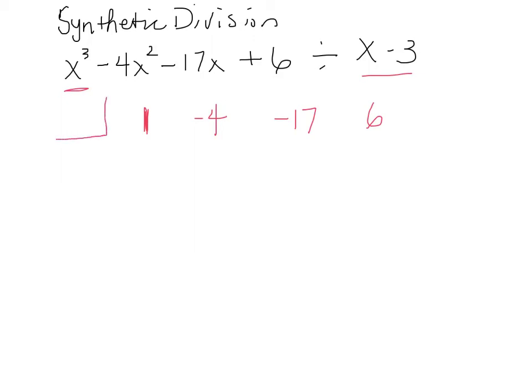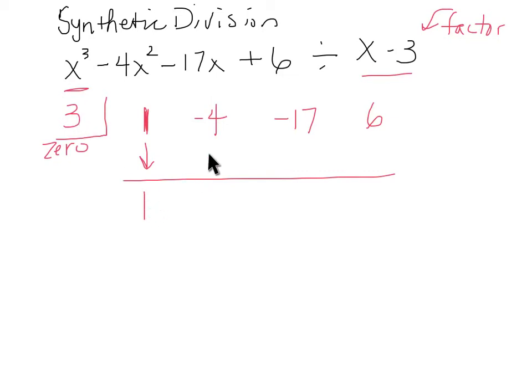Over here is my divisor. Now this is a factor. This is not the 0. What goes here is the 0. So you set that equal to 0, this would be a 3. Be very careful that you do that. The next thing that I always do is write an arrow, because that reminds me that I don't do anything to the first coefficient except bring it down. And then I'm going to take 3 times 1 and write 3 here.